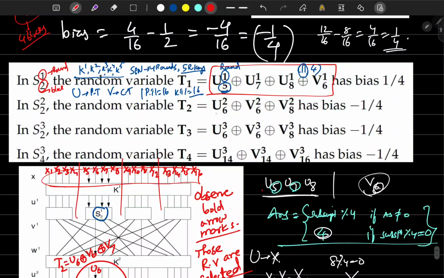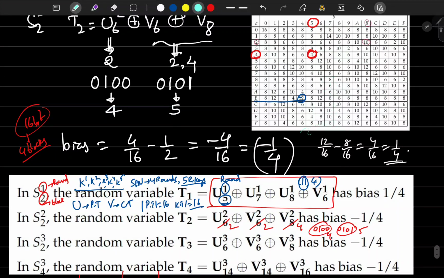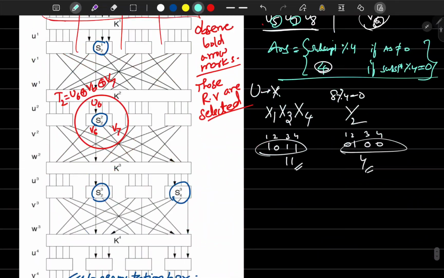Similarly, you can calculate for this random variable in the same procedure. I will calculate within just 10 seconds. This is nothing but 2, this is 2, this is 4, so 0 1 0 0 and 0 1 0 1, this is 5, this is 4. So 4 comma 5, how much? It is 4, so the formula gives 4 by 16 minus 8 by 16, that is minus 1 by 4. That is the same. Now we got it like that.